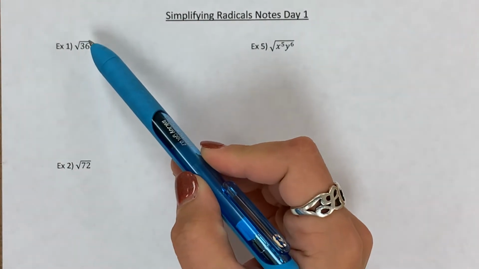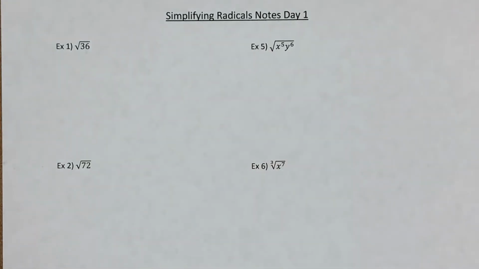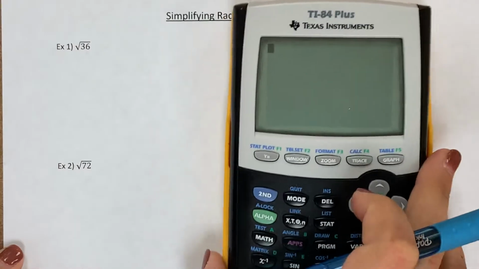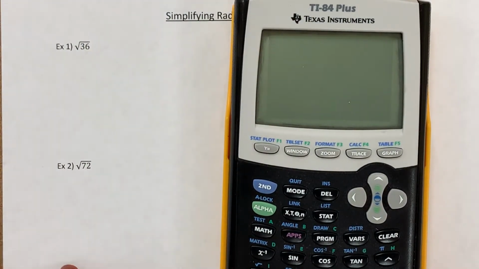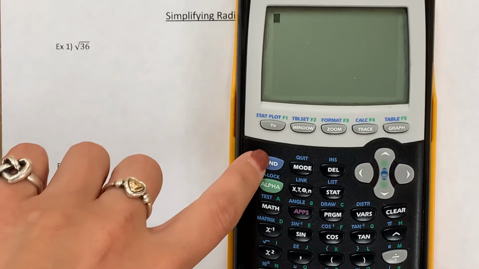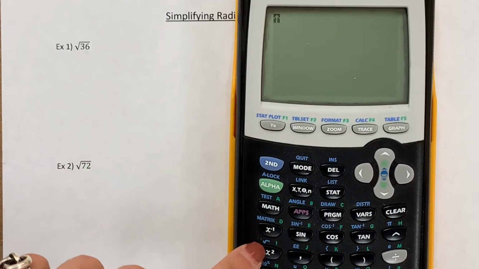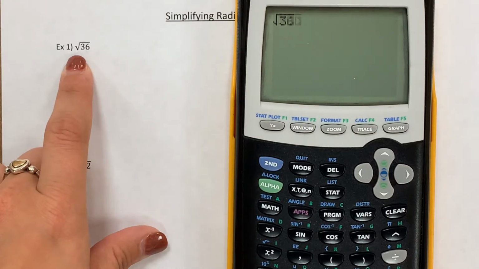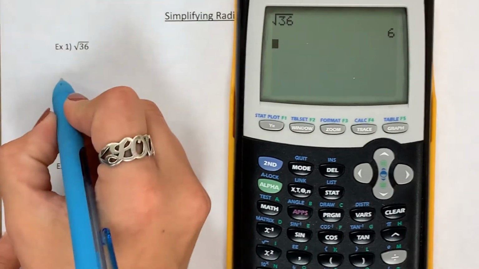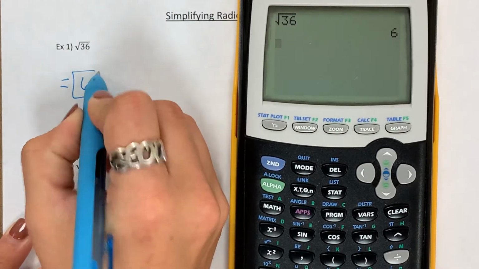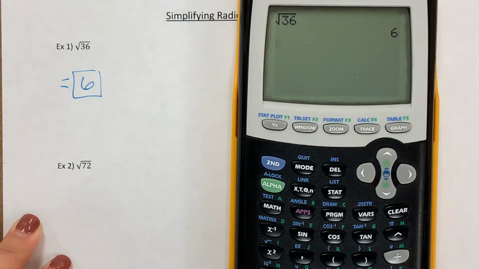So the first thing we always want to check before we start trying to simplify a radical is if it is a perfect square. The easiest way to do this is using our calculator. If you hit second, the blue second button, and then right here where it says x squared, see how above it's got that symbol, square root, and then we're just going to type the number 36. It is a perfect square, so at this point, we would say our answer equals 6, and that saves us a lot of time and effort.